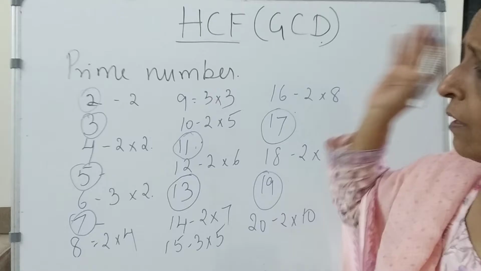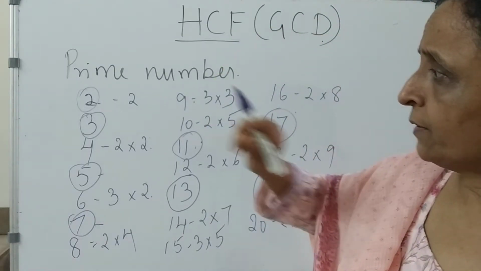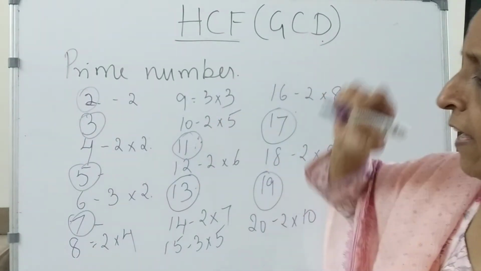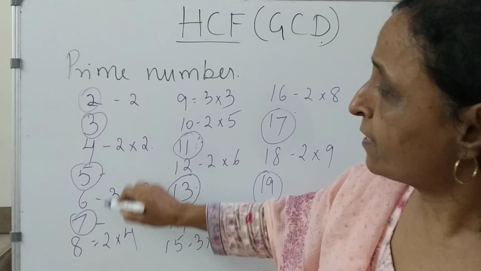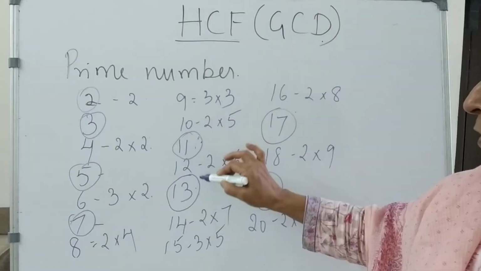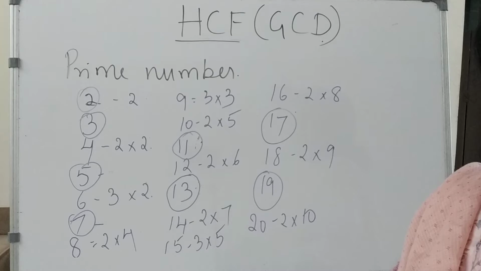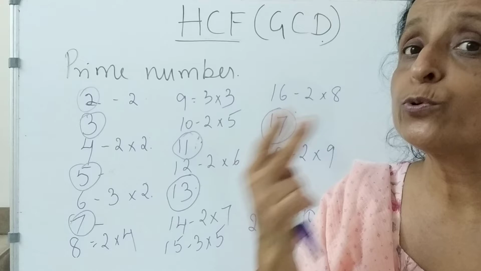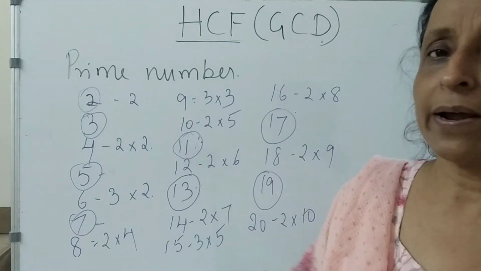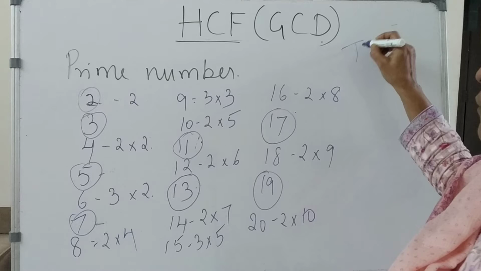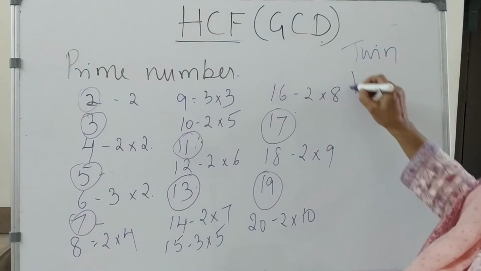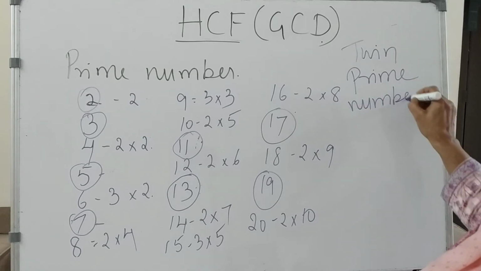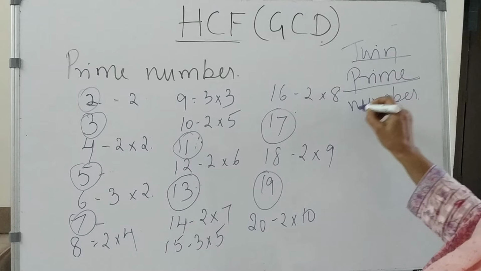Now, some numbers like 11 and 13, 5 and 7, the difference is 2, so they are known as twin prime numbers. So what are twin prime numbers? Twin prime numbers are prime numbers whose difference should be 2.